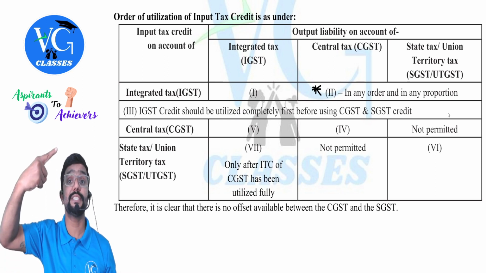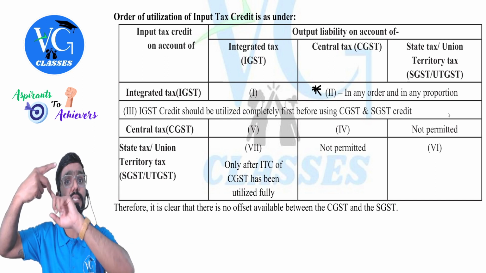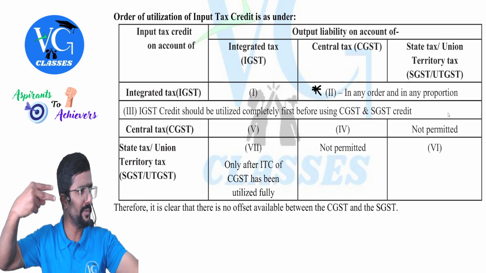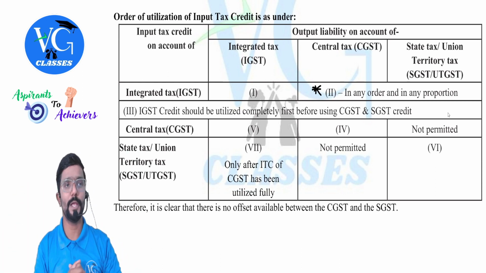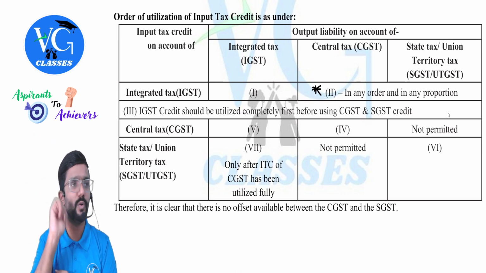IGST will be first adjusted against what? IGST liability. If anything is pending, I can adjust it against CGST or SGST in any order, in any proportion. It is left to the registered person. Okay, sir. IGST credit has become 0, sir. Can I go and touch now?